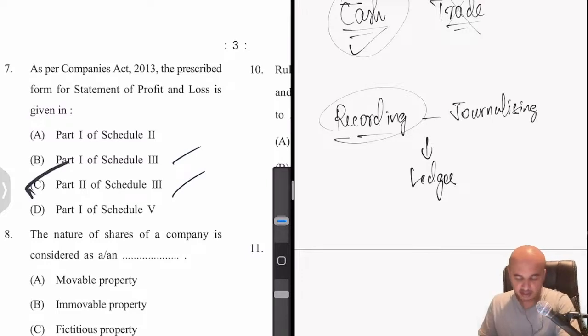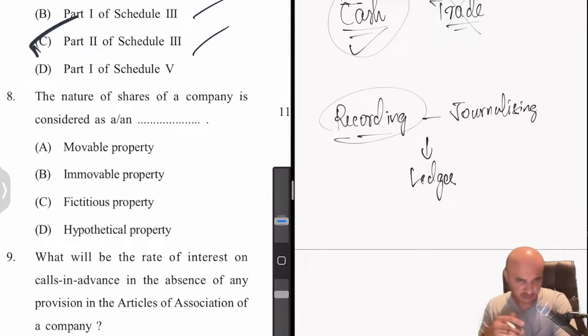So this is also easy if you have studied the chapters and understood the format. There is a separate chapter anyway in CMA. You will know these are all obvious answers. There is nothing much to explain here.